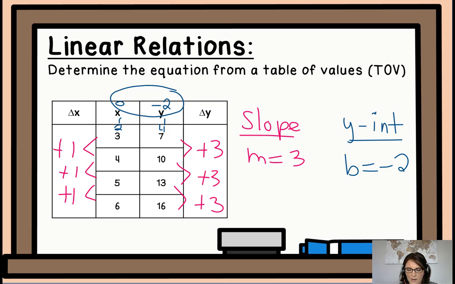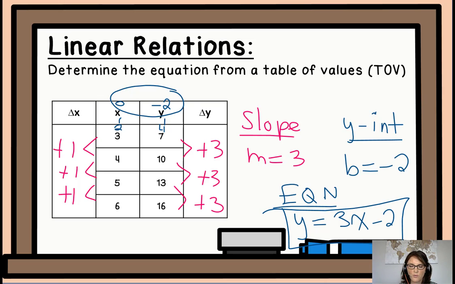Now we can put it all together and make our equation. So y equals 3x minus 2. So y equals 3x minus 2 is our final answer.